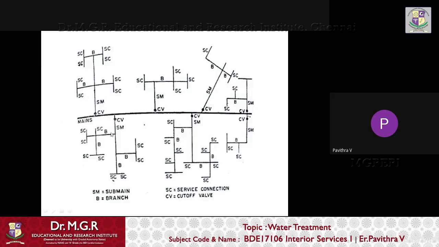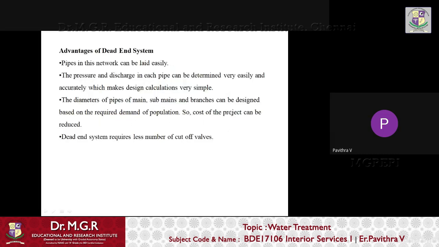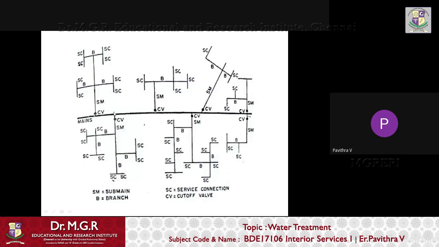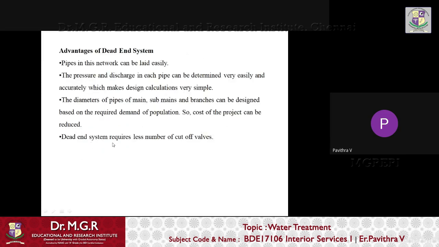Instead of just putting larger pipes to all the connections, I can decide each and every tree has a different pipeline system with a different diameter. That could reduce the cost of the project to a great extent. The dead end system also requires fewer cutoff valves. This advantage I have already told you: since each tree has a separate cutoff valve, the dead end system requires fewer cutoff valves.